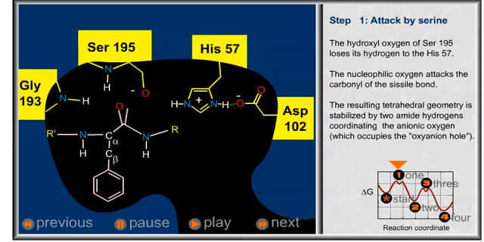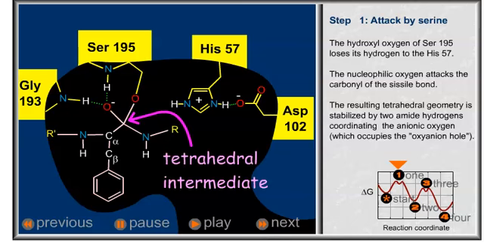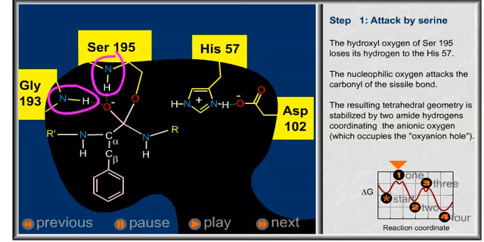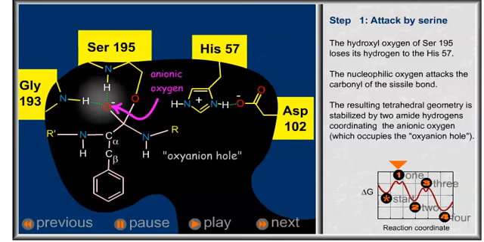A covalent bond forms between the serine and the substrate to yield a complex known as the tetrahedral intermediate. The tetrahedral intermediate, which resembles the reaction's transition state, is stabilized by two amide hydrogens that hydrogen bond to the anionic oxygen. This region is known as the oxyanion hole because it is occupied by the intermediate's oxyanion group.